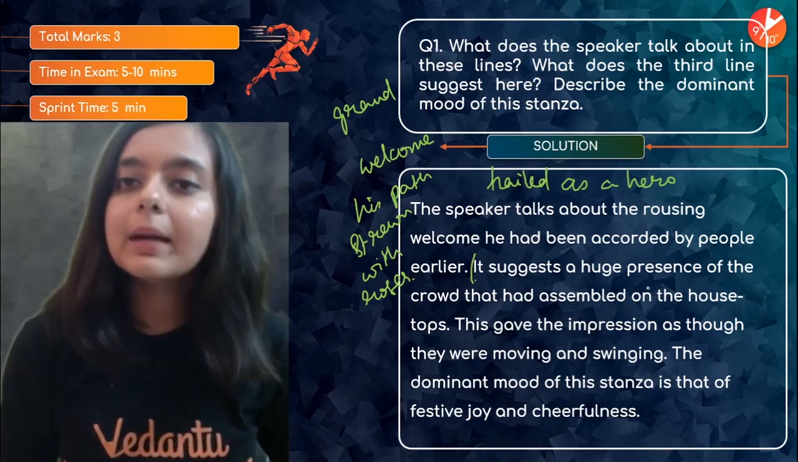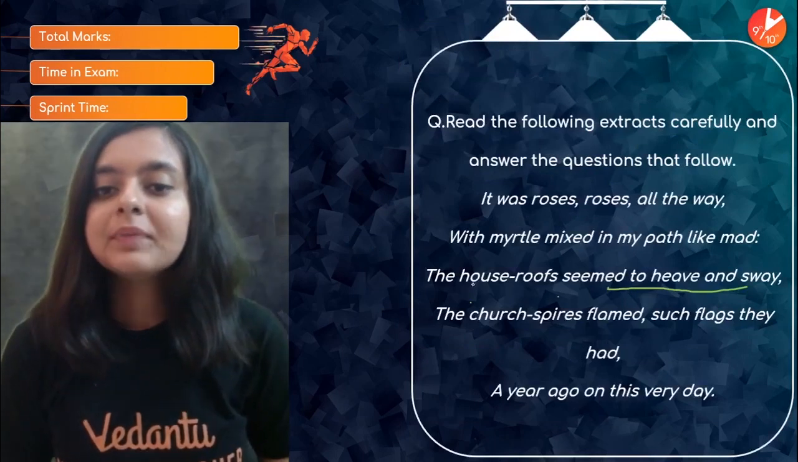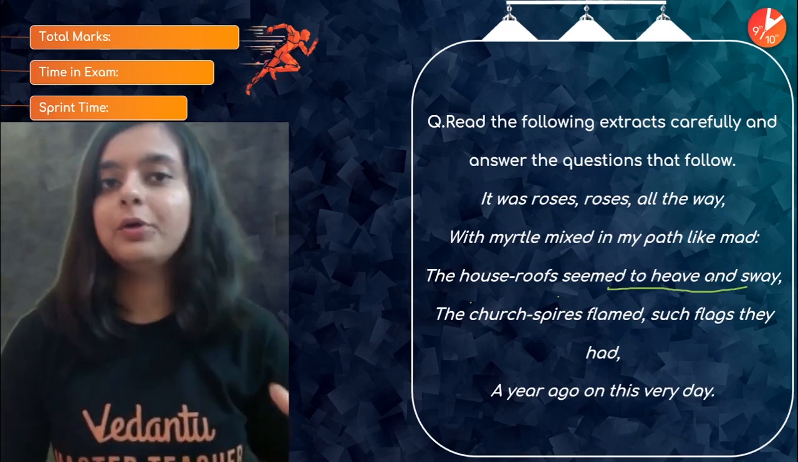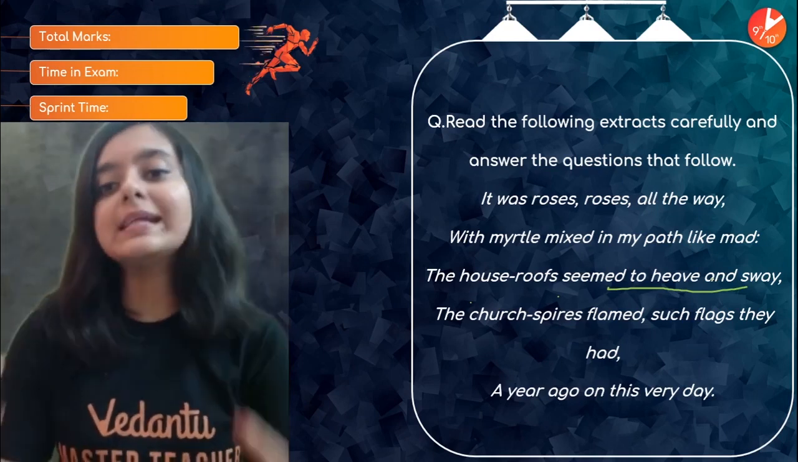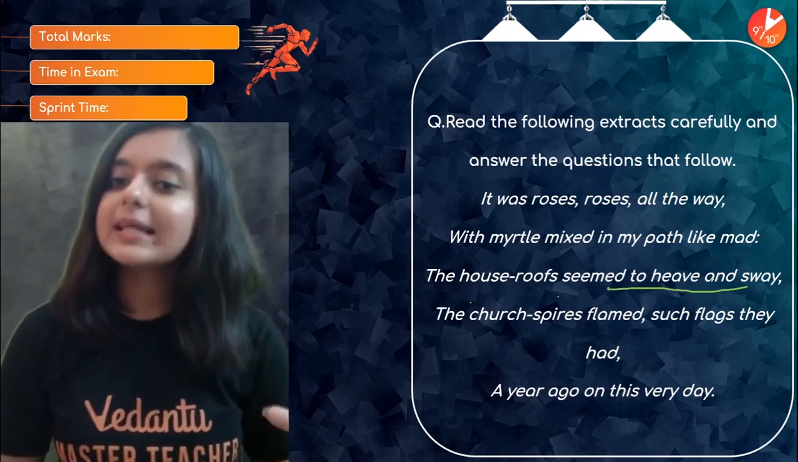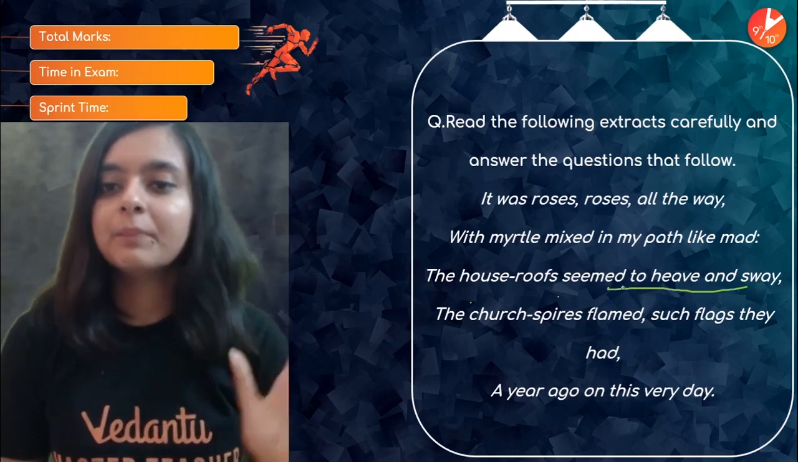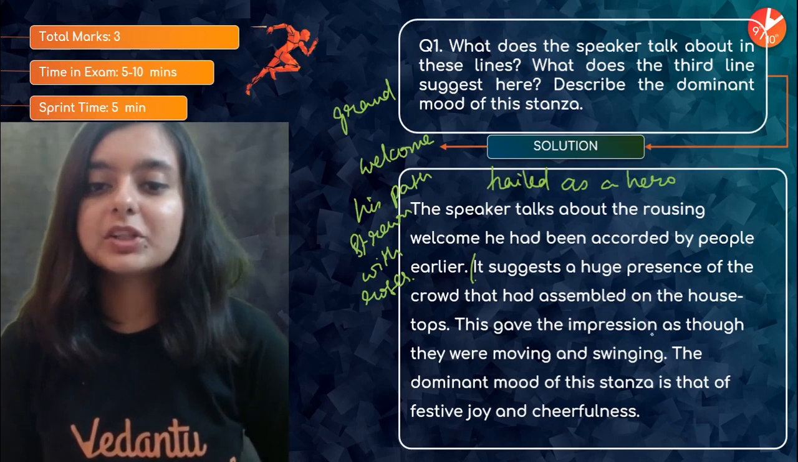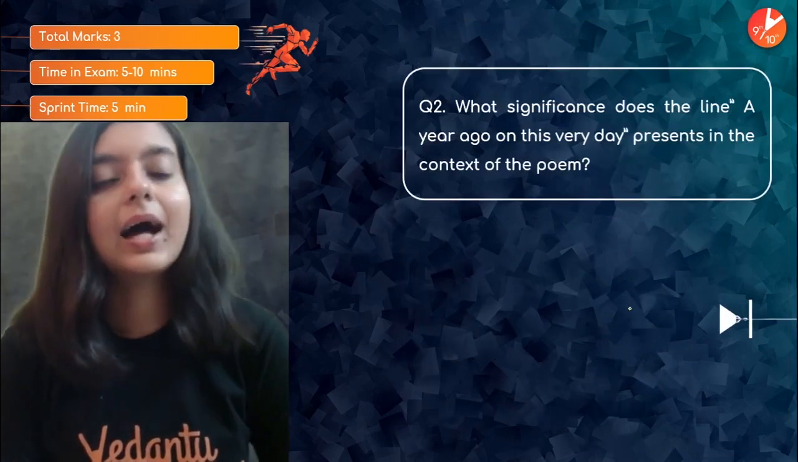So, talking about the third line, I'll just explain in short. Basically, the house roof seemed to heave and sway. Because of the crowd, because people were so very anxious, so very curious to meet their hero, that they assembled in great numbers, and that is why the roof seemed to heave and sway, to move, because of the presence of so many people. This gave the impression as though they were moving and swinging. Okay, so that is the answer.